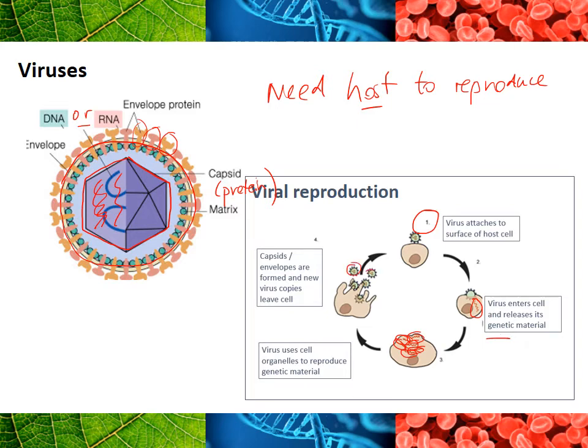And then it will form its new capsids and envelopes, and then usually those viruses will leave the cell and destroy it. Sometimes the cell will not be destroyed, but often the cell is destroyed. Okay, so the important thing here is a virus needs to use host cells in order to reproduce. And one cell might make hundreds of copies of that virus.